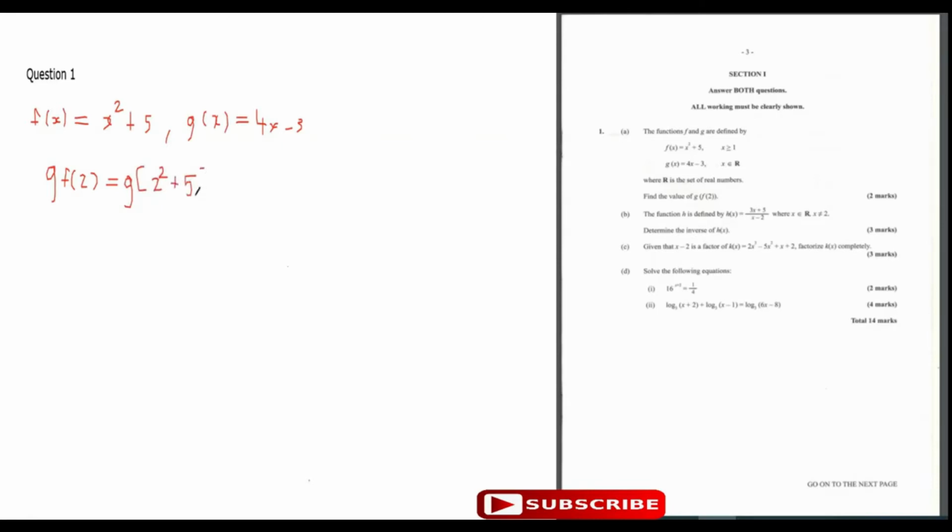Now 2 squared plus 5, as we know, is 9, and so gf of 2 works out to be g of 9. So all we need to do is substitute 9 into g of x. When we plug in 9, we get 36 minus 3, which is 33. So gf of 2 is 33. That's the answer. Nice and easy, no real issues.